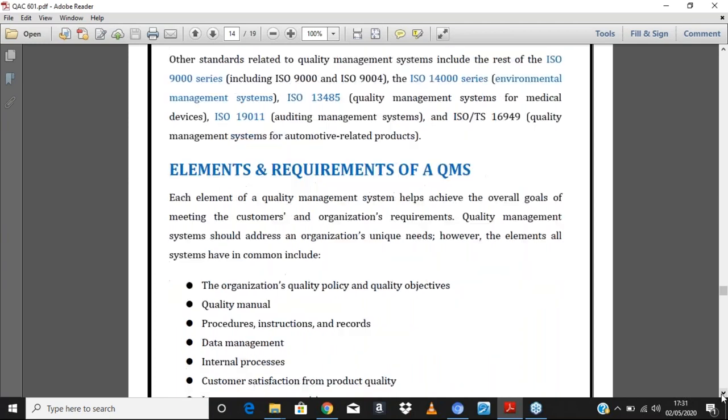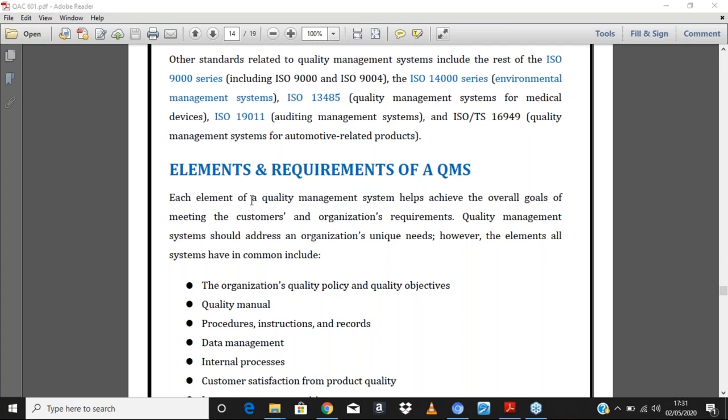So, elements and requirements of a quality management system. I'm sharing my screen. Okay, you can see where the mouse is. That's where we are: elements and requirements of a quality management system.